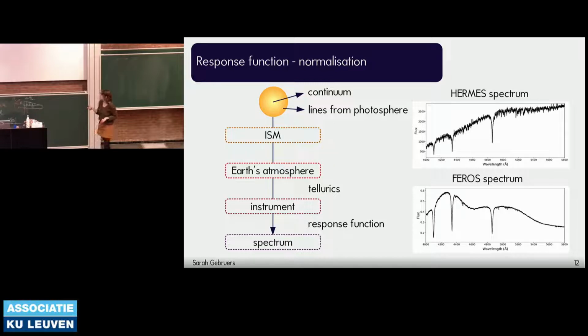However, this last part, the instrument, is really annoying because it introduces a response function into your spectrum, so it gives it a certain shape, and it's different from instrument to instrument. As you can see here, I've plotted a HERMES and a FEROS spectrum, and it's not straight. There's this slope in here, and there are also some wiggles in the FEROS spectrum. And that's really annoying, because if you want to compare it to synthetic spectra, these are normalized spectra, so you have to get this shape out of the spectrum.